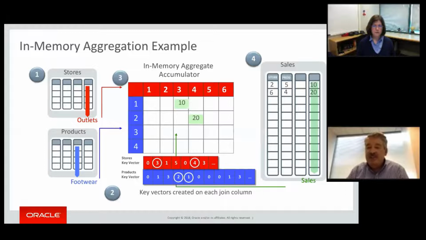Then we're going to scan the next column values. We'll see a 6 and a 4. We'll calculate those across our product and stores key vectors, and we'll wind up in the slot 2 and 4, and we'll get a value of 20 there.